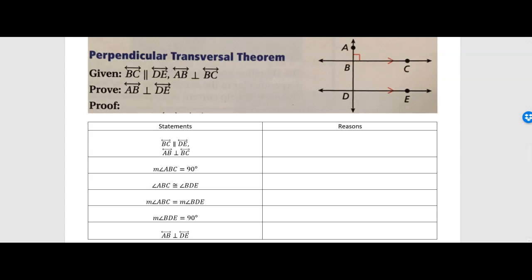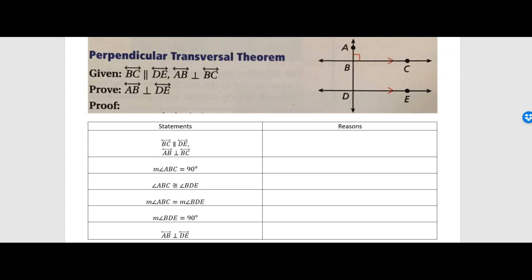Now, because we're proving it, we're not going to use that anywhere in our proof, right? If we're trying to prove a theorem, we can't use the theorem in a proof that we're using to prove that that theorem's true. So in none of our reasons boxes should we say perpendicular transversal theorem.